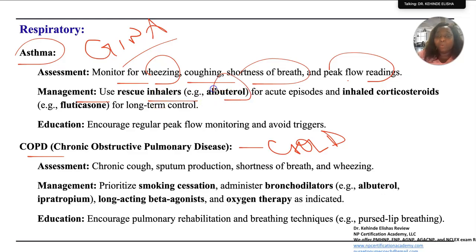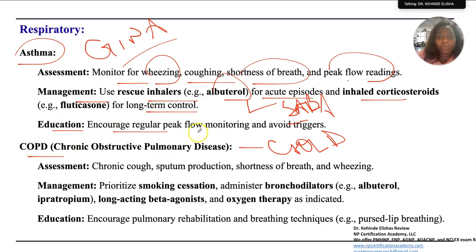Rescue inhalers like albuterol. Albuterol falls under the category called SABA, short-acting beta agonist. Okay, sorry about that. And of course, for acute episodes, it's short-acting. It kicks in really fast, gets their airway open. That's what we want. We can also use inhaled corticosteroids like fluticasone for long-term control. But something we need for immediate use is going to be albuterol.